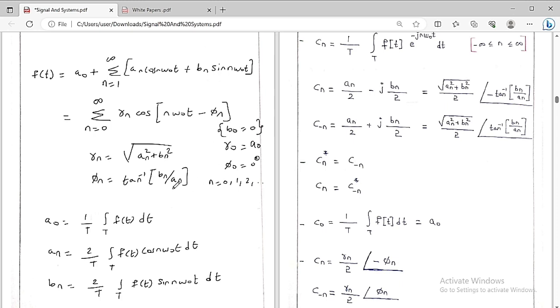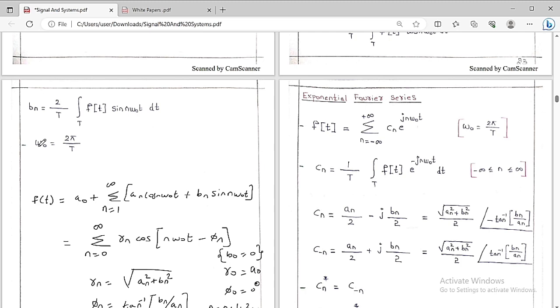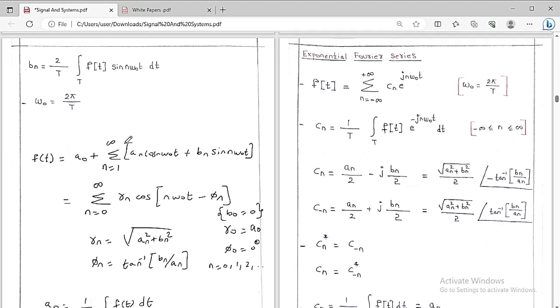So if you want the Fourier series coefficients, then a0 = 1 by T integration over the period T of f(t) dt, and an = 2 by T integration over the period T of f(t) cos(n omega0 t) dt, and bn = 2 by T integration over the period T of f(t) sin(n omega0 t) dt, where omega0 is called the fundamental frequency. Its value is equal to 2 pi by T, where T is the fundamental time period. These things you always have to keep in your mind.